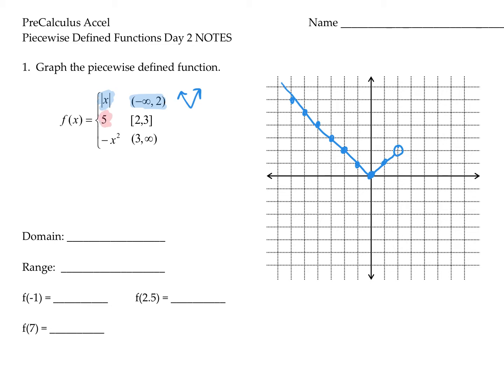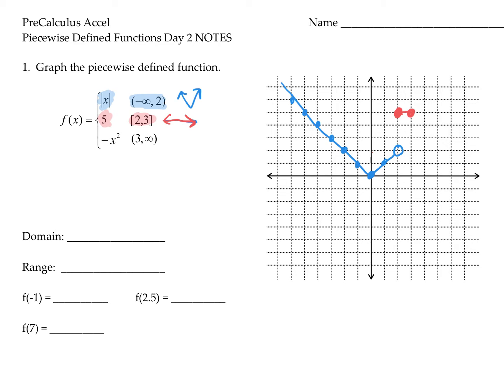This function, 5, is a horizontal line at 5. And it's only going to be true between 2 and 3, which are both included. So at 5, 2 to 3.